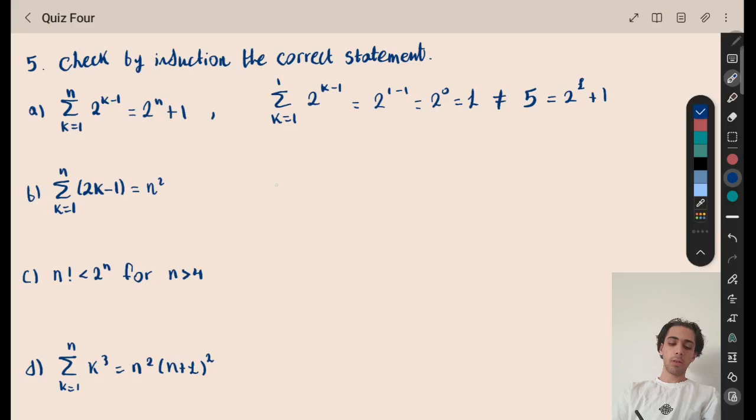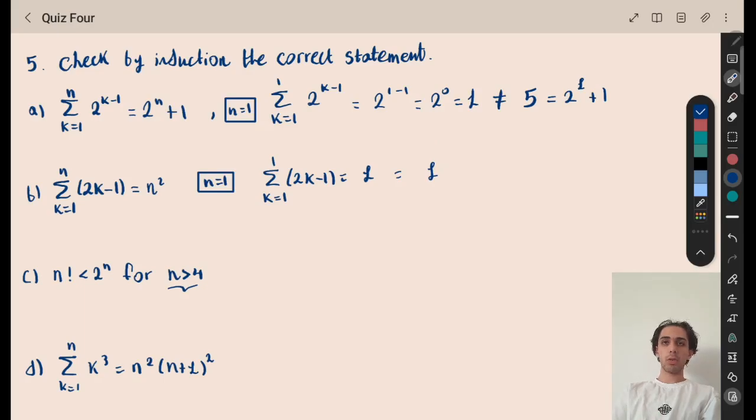If we do this for the second one, we just get the first term, so 2 times 1 minus 1, which is 1. Is it equal to 1 squared? So the number that we've chosen. Yes, it is. So 1 squared is equal to 1. No problems. Now this here is only true for n greater than or equal to 4.